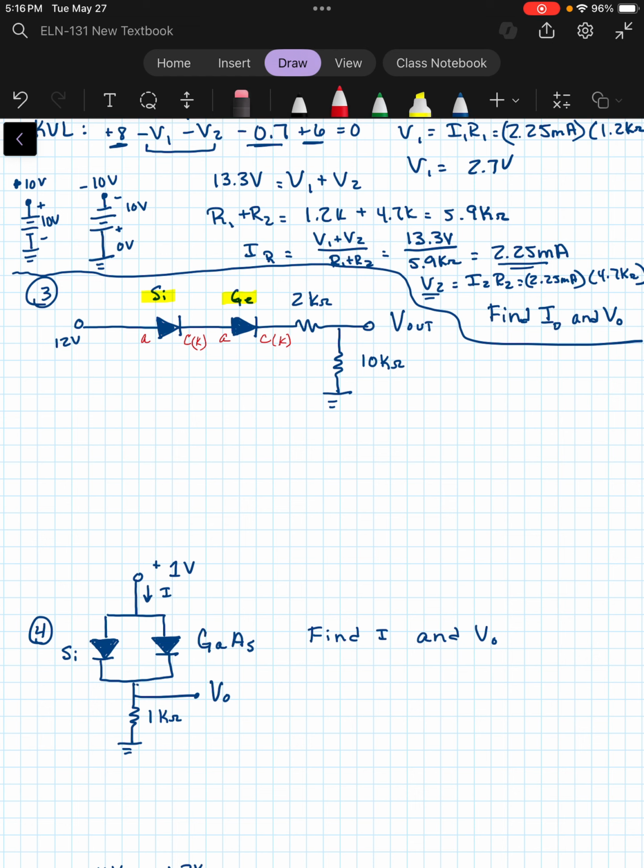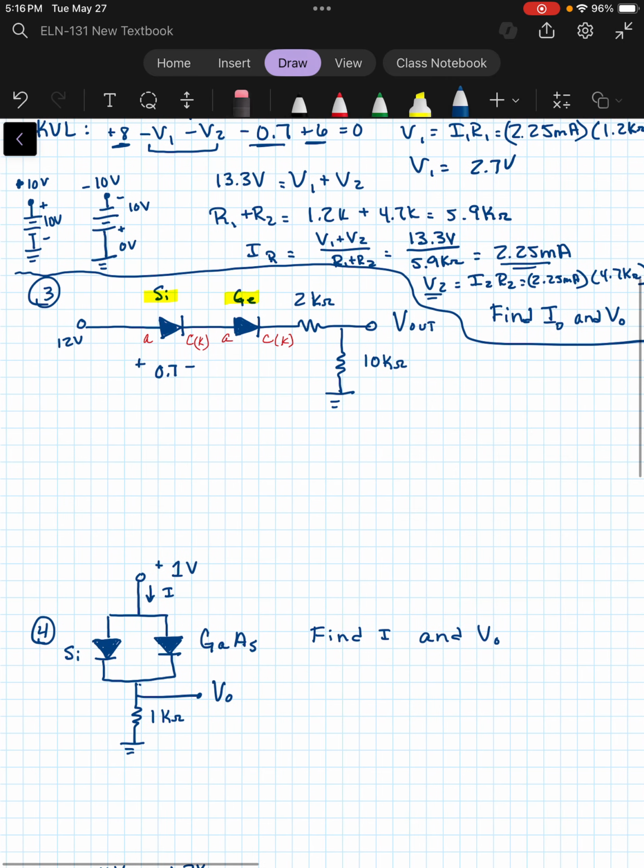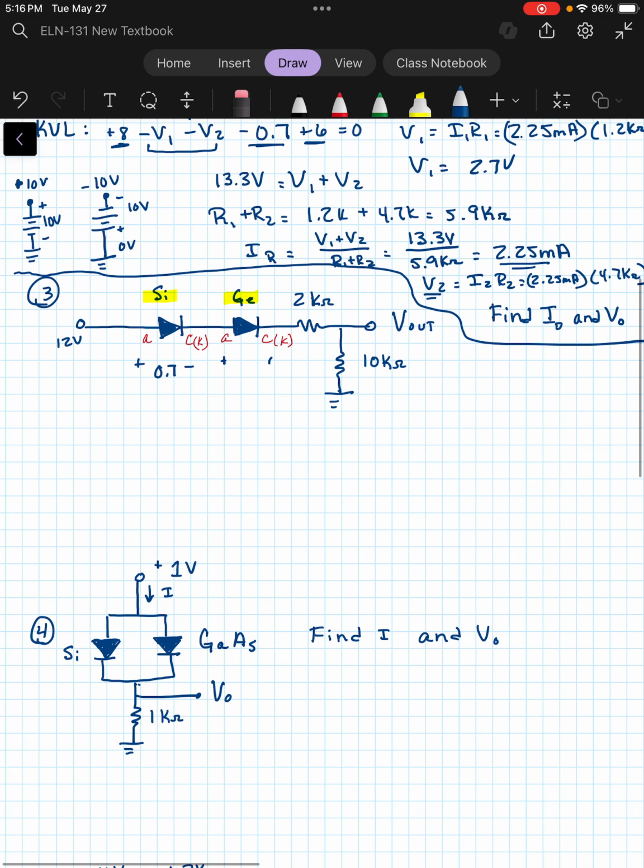Now, the silicon diode, you remember, would have a drop of 0.7 in the forward bias direction. But what about germanium? Germanium is actually 0.3. So I'm going to put that over here too. So that would have a 0.3 voltage drop when that germanium diode is in the forward bias position.